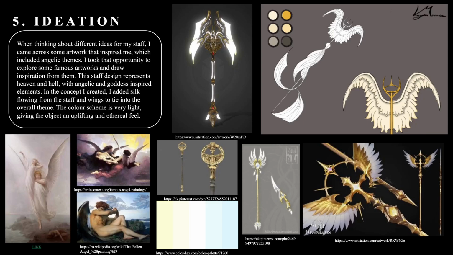For my ideation 5, I decided to go for a heaven and hell kind of concept. I took inspiration from famous artists, as shown in the left corner. For my design in the top right, I created an angelic staff that showcases wings and silk threads looming off of it. For the color scheme, I went for a goldy, dull yellow, off-white kind of theme, which I think really embraces the angelic and ethereal aspect.